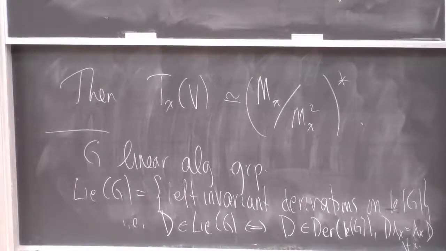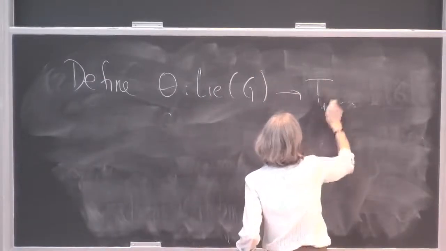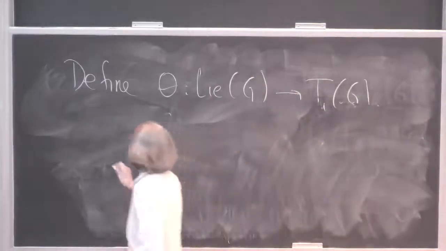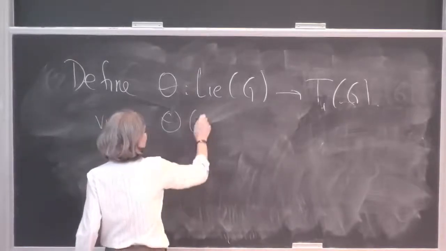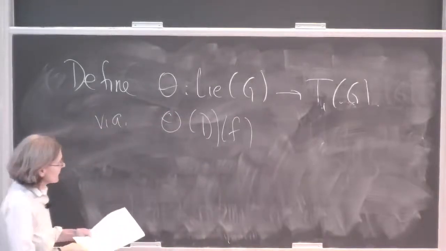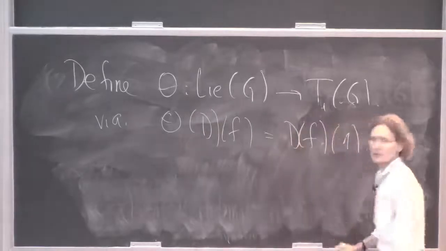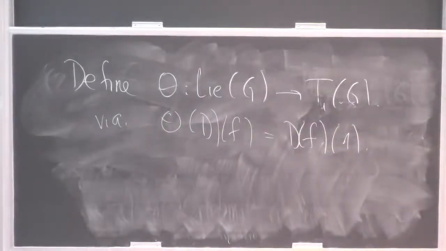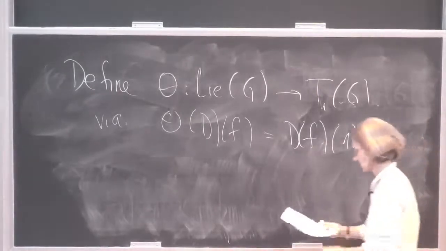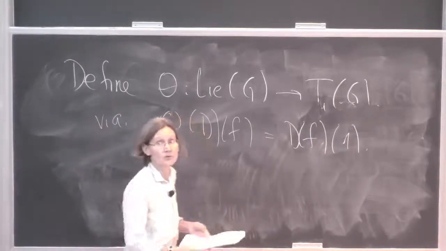So define theta from the Lie algebra to the tangent space at the identity of G via, okay, theta is going to take a derivation. It's supposed to give me a point derivation, so I apply it to a function, and the derivation knows how to give me a function back, and then I evaluate it at 1. So there's a natural way to go from this space of derivations to this space of point derivations, which is the tangent space. You show that this theta is an isomorphism of vector spaces.